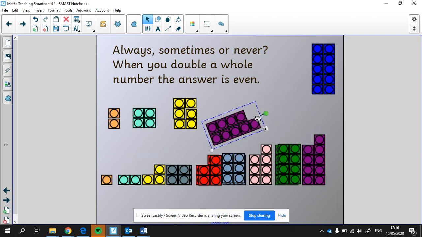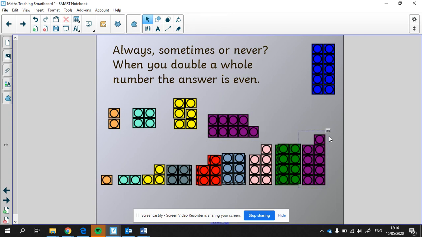I'm going to swivel it around this way. Okay, let's discuss this now. It is even. All of these are even because every single one has a partner. So when you double a number, the answer is even. Now what's tricky, this is always true, but proving something is always true can be difficult. You need a reason, you need to be able to explain your thinking.